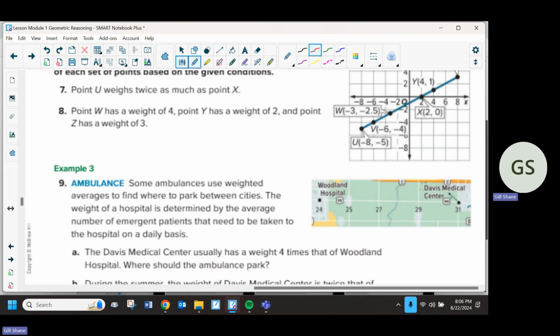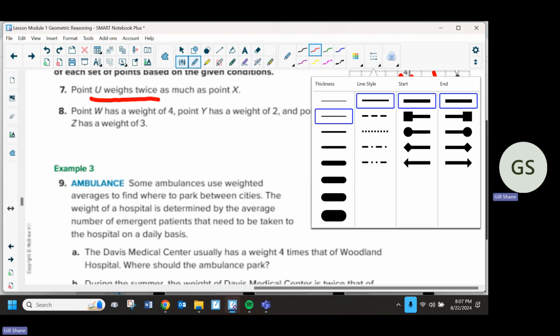All right, so with that in mind, I'm only focused on U and X, this one here and this one here. I follow the exact same process. It says U weighs twice as much. So the weight of U is 2. If it doesn't say anything about X, then the weight of X equals 1.